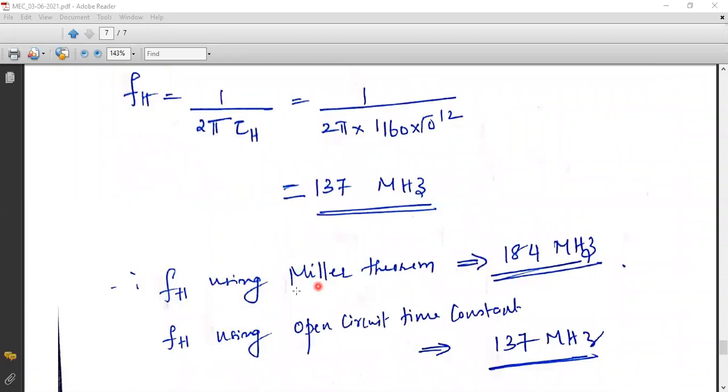Okay. So by using Miller theorem, you got the cutoff frequency as 184 megahertz, and by using open circuit time constant method, this is 137 megahertz. But this is the most exact analysis, open circuit time constant method. This is approximate analysis. That is why this much error is there. So anyhow, if you take this Miller equivalent, your answer will not be same as that of the open circuit time constant method, of course.